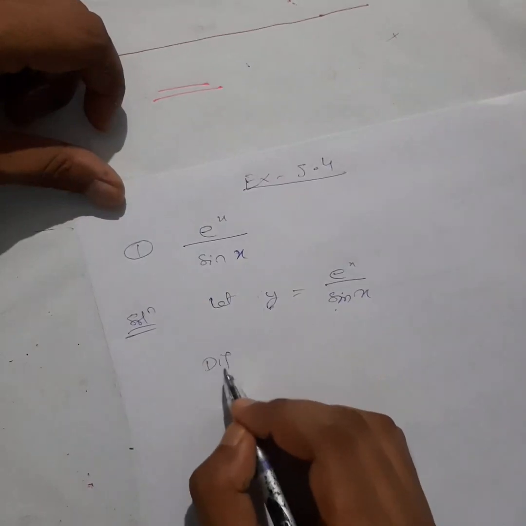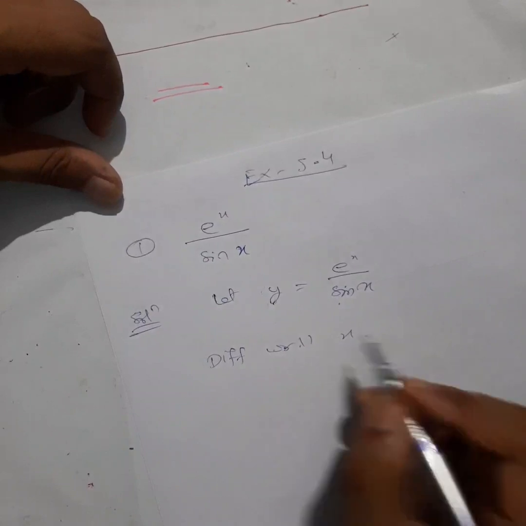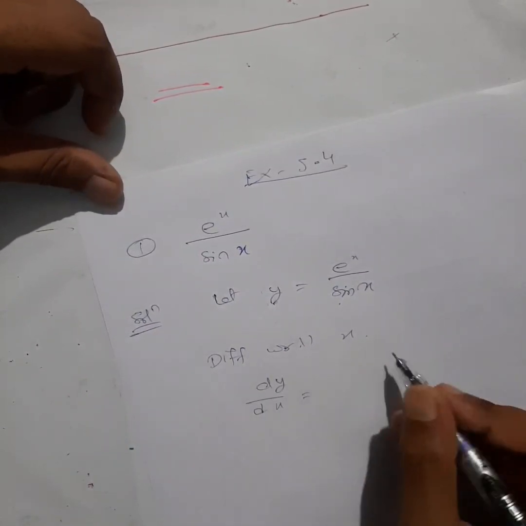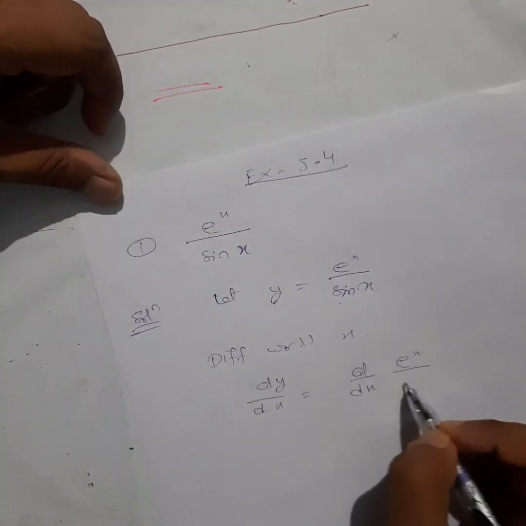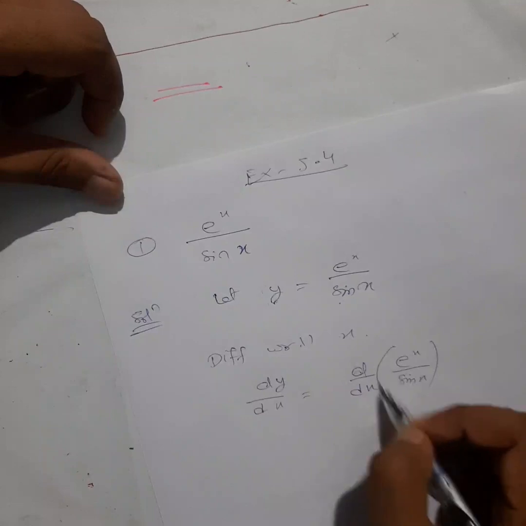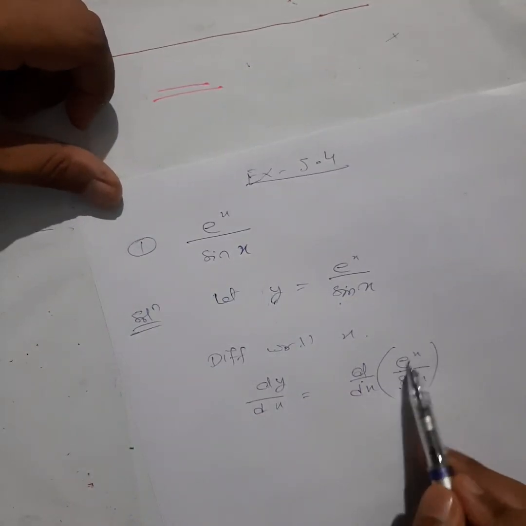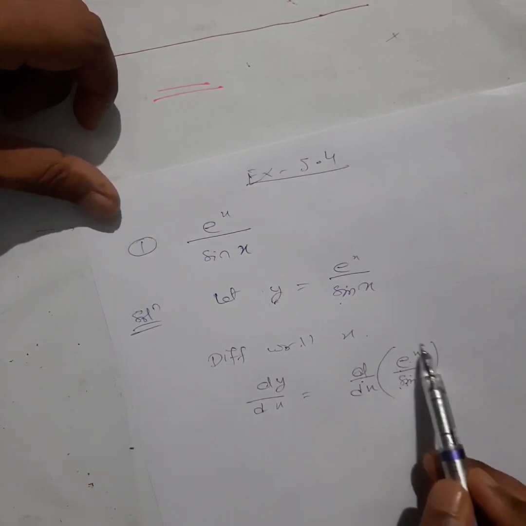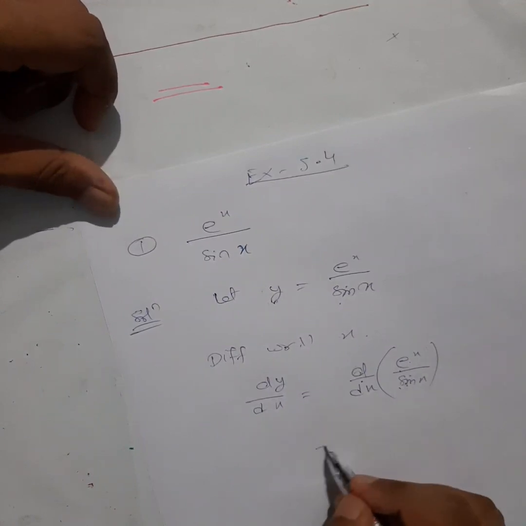So differentiating with respect to x, what we will get, dy by dx is equal to d/dx of e^x by sin x. Now if you see well, what function is this? This is like u by v form, right? This we have already done, u by v form, quotient rule, right? We have to use here.